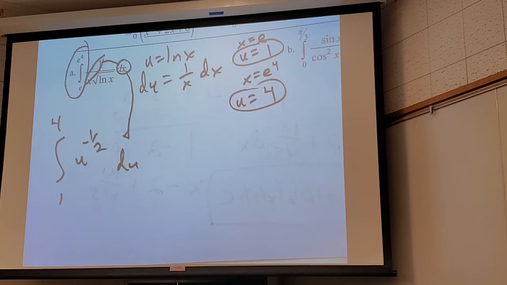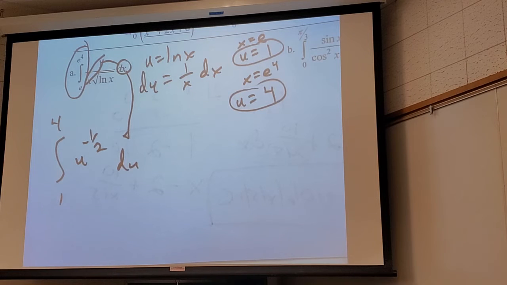Now that integral should not be hard. Yes, go ahead. So you brought the u up, that's why it's negative 1/2. Yeah, 1 over square root of something is that thing to the negative 1/2. So natural log of x is u, so it's u to the negative 1/2. Right? It's the square root of u put on the bottom. Bam.